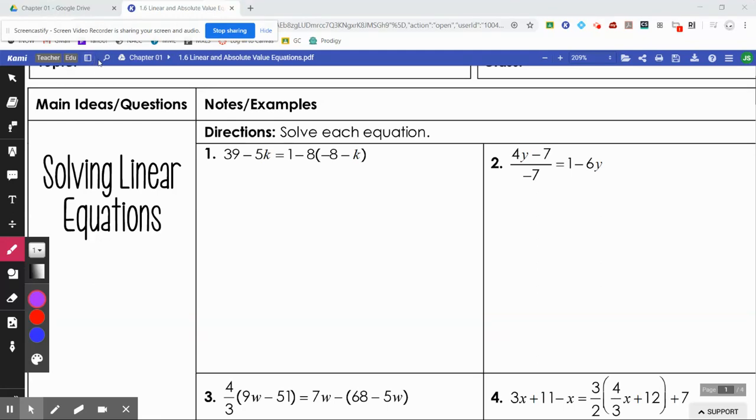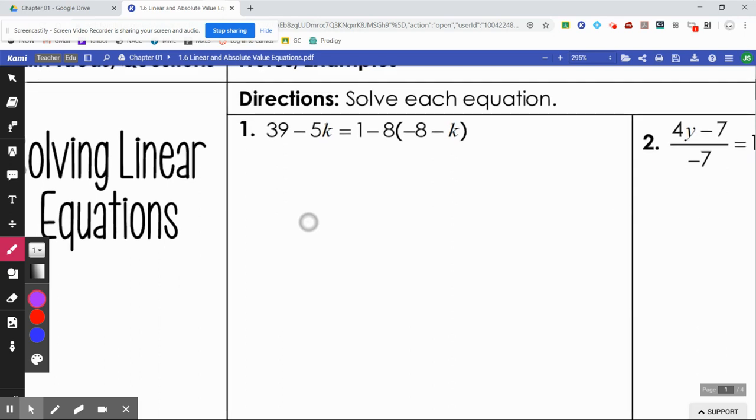Okay, in this video, we're going to be solving some linear equations and some absolute value equations, all things that we've done in the past, just a reminder of how to do them. Solving linear equations, we're trying to get our variable by itself. Now this process, again, has some simple steps.